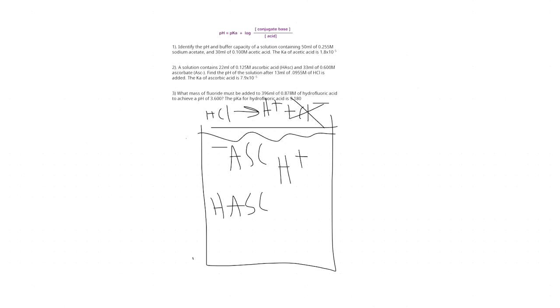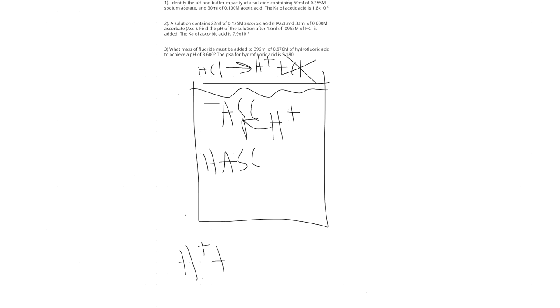And this H plus is not going to react with another acid. Acids don't react with acids. It's going to react with base. So as you're adding HCl, you're actually adding H plus. When you add H plus, it's going to react with the conjugate base. I'm going to write it down here. H plus plus ascorbate just makes ascorbic acid.